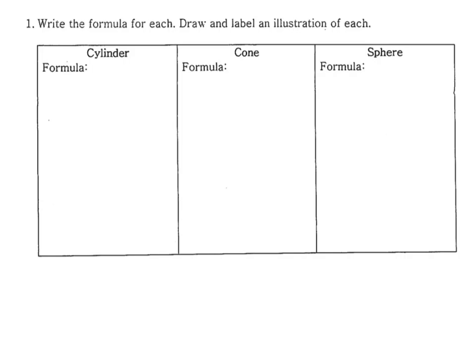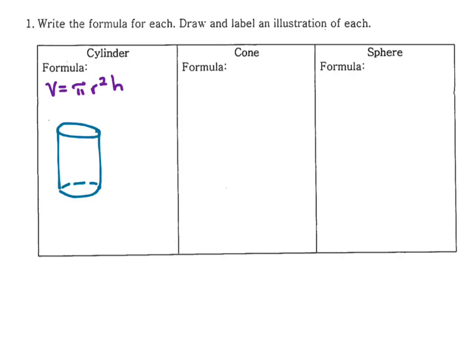Okay, so problem one for the review. Write the formula for each. Draw and label an illustration of each. All right, formula for a cylinder. Volume equals pi r squared height. Remember, that's just another way of saying base times height. But I'm not going to accept just base times height. You need to include this pi r squared to show me how you find the base.